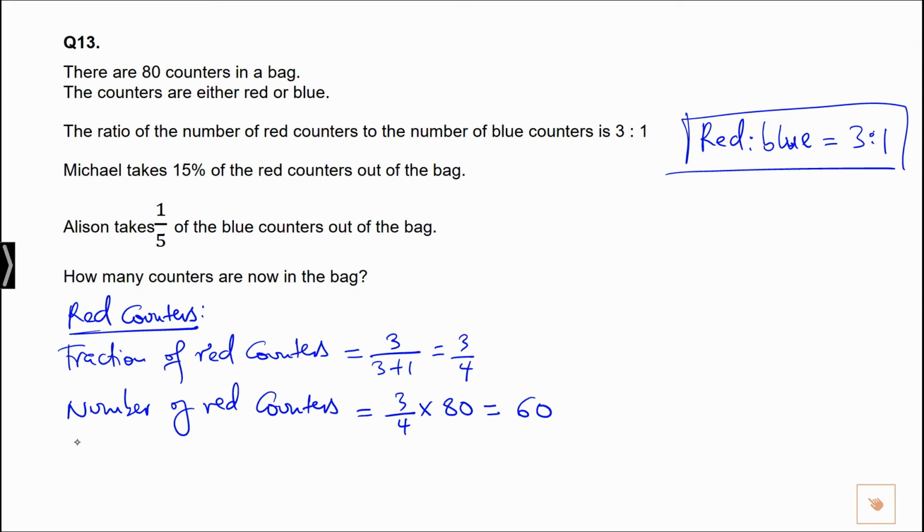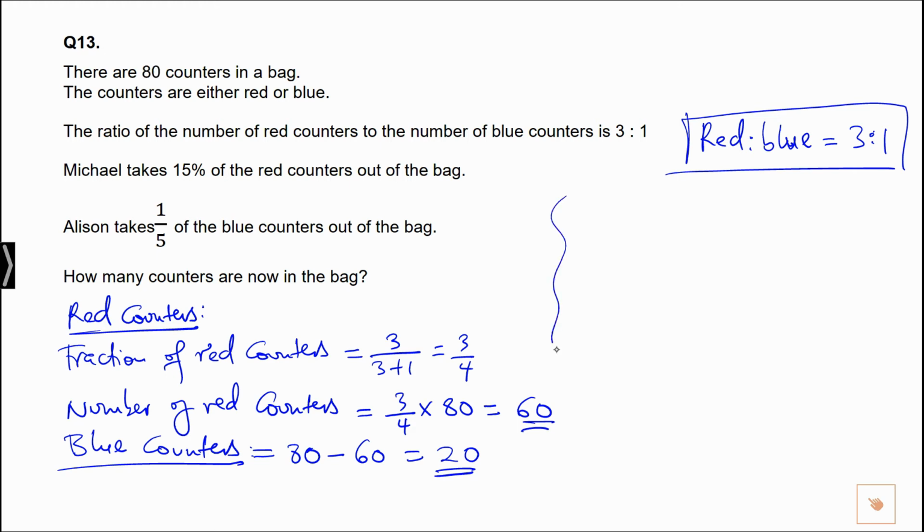Yeah. And now for the blue counters, because we have only two colors in the bag, red or blue, that means that the remaining number of counters will be blue. So blue counters will be equal to 80 minus 60, which will be 20. And those are the number of blue counters. Okay. All right. And now we have a situation because Michael takes 15% of the red counters.